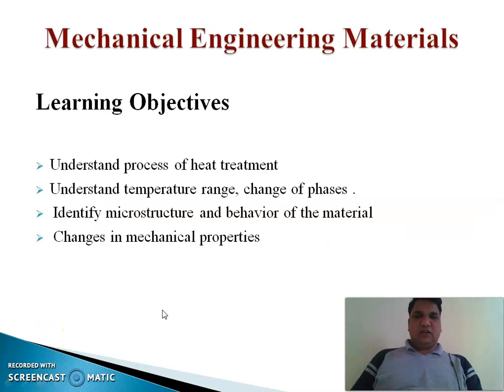Today we are learning about the heat treatment process, how the heat treatment process is carried out. The learning objectives of the heat treatment process are as follows. First, the learner can understand the process of heat treatment. The learner can understand the temperature range, change of phases, identify the microstructure and behavior of material, and changes in mechanical properties, chemical properties, as well as physical properties.